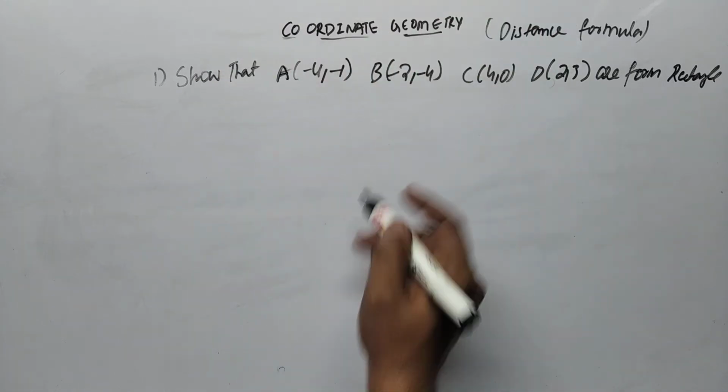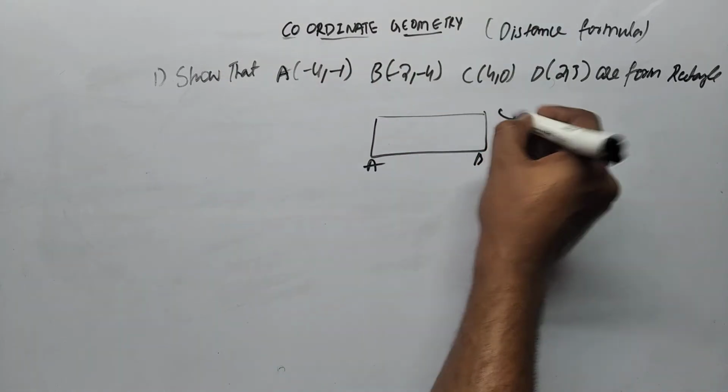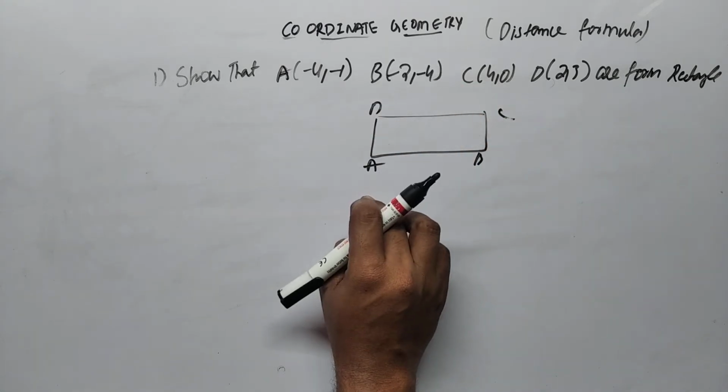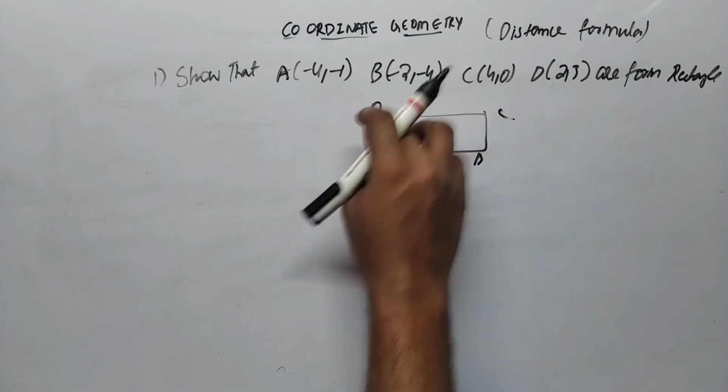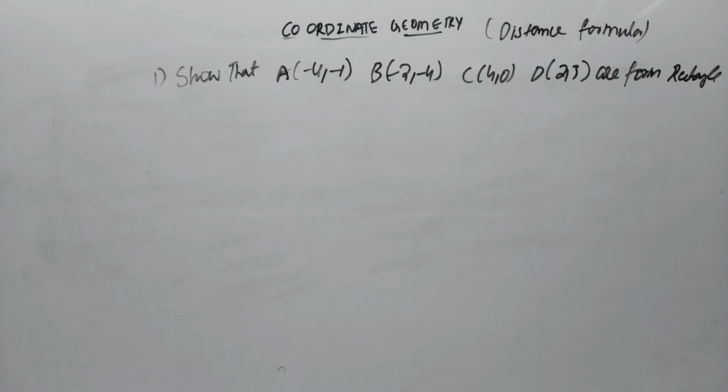Next, suppose you have a rectangle ABCD. Opposite sides, AB will be equal to CD, BC will be equal to AD, and diagonals will be equal, so AC will be equal to BD. So you need to prove these 4 conditions. If you get these conditions verified, then you can say that the 4 points form a rectangle.